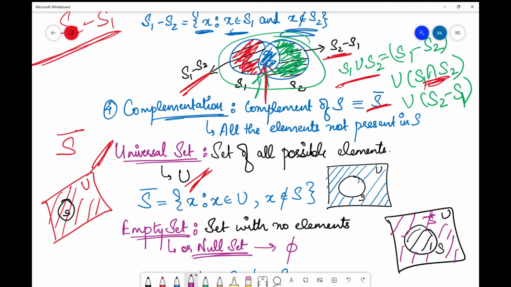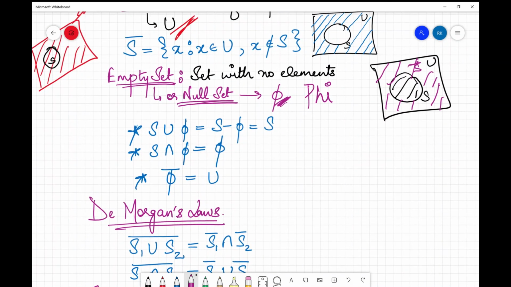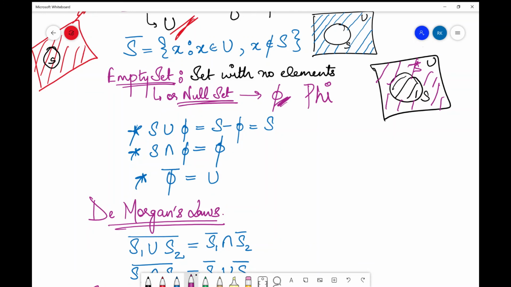Okay, now empty set. Empty set is basically a set with no element. So this is another type of set which does not contain any element, and it is also known as a null set, and it is represented by this symbol which is also known as phi. So phi, it is pronounced as phi symbol. Okay, let's move on. Now there are different operations with phi. Let's quickly discuss them, and we discuss De Morgan's law, and then we wrap up this video and we'll move into the details in our next videos.